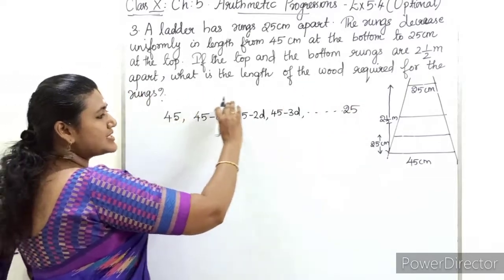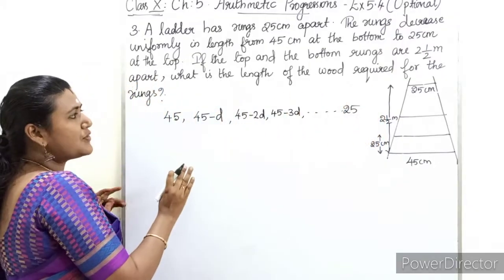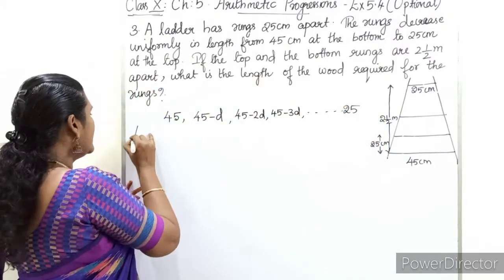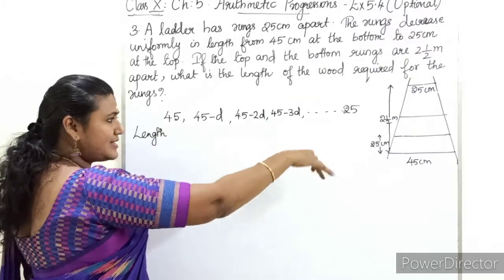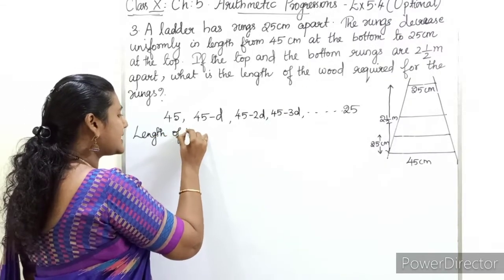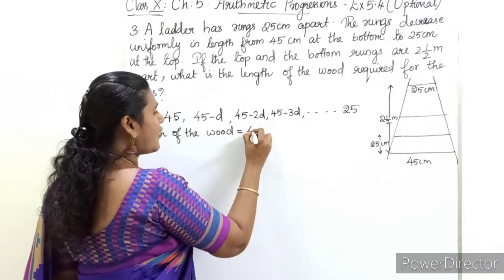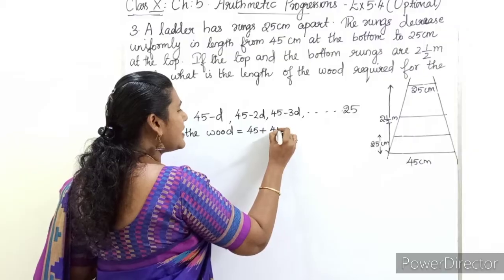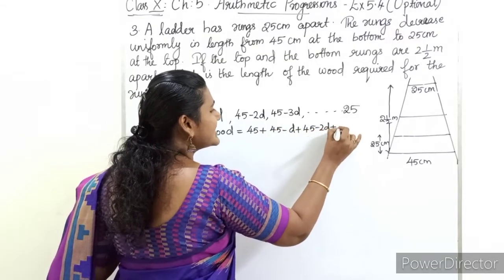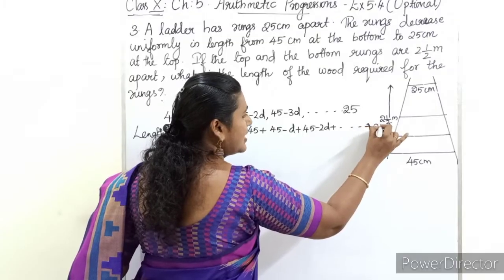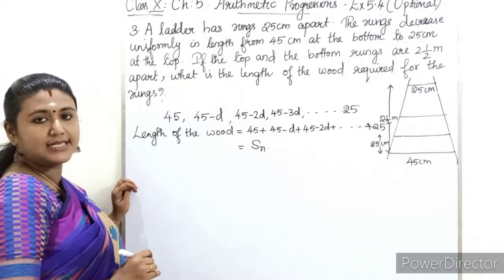So these numbers, if you see, form an AP, and actually what we have to find is the length of the wood required to make all the steps. The length of the wood is nothing but the sum of these numbers, that is 45 plus (45 minus d) plus (45 minus 2d) plus and so on, plus 25. So this is nothing but Sn, the sum of the first n terms.